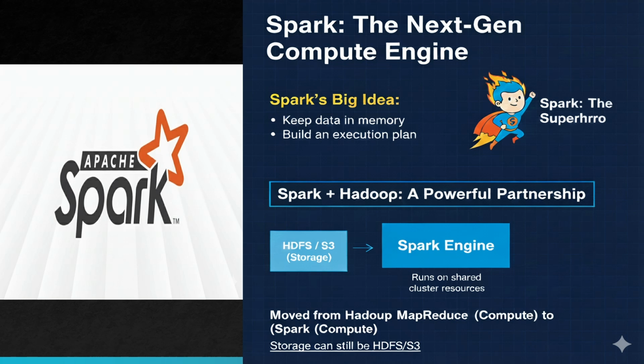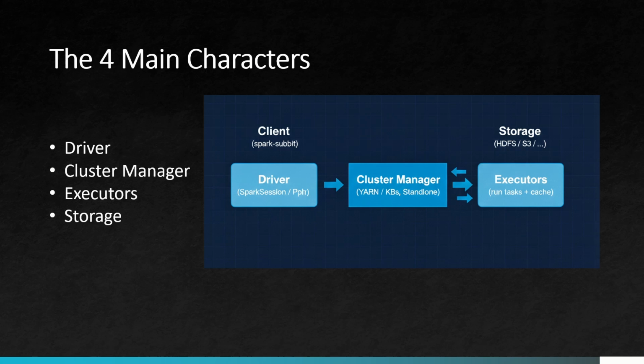And now, the architecture. This is where most people get confused, so I will explain it as if we are watching a job travel through the system. There are four main characters in Spark architecture: driver, executors, cluster manager, and storage.